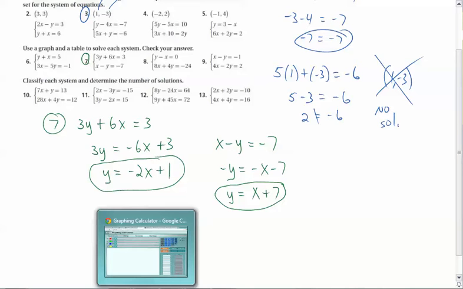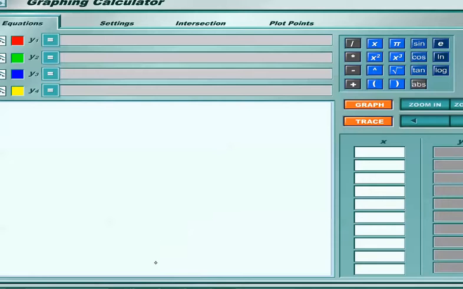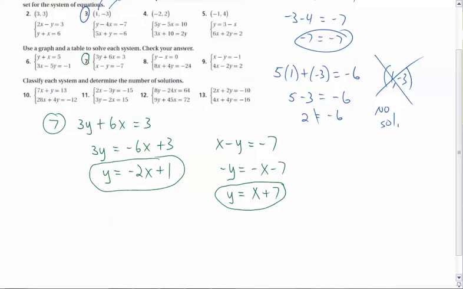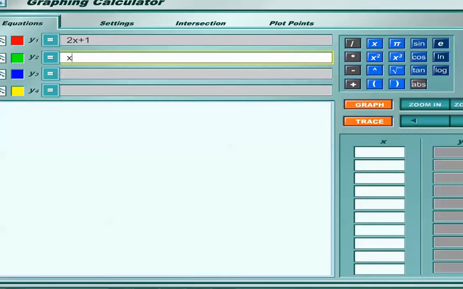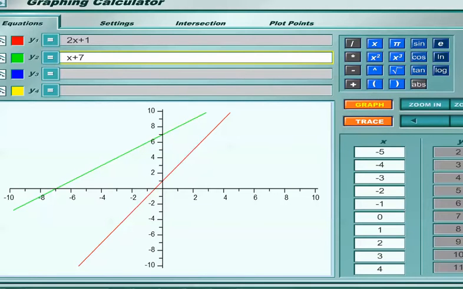The first equation is minus 2x plus 1, so I'm going to put that in here. The second equation is x plus 7, so I enter x plus 7, and then I want to graph those. Now you can see here that the window doesn't fit perfectly for me, so I need to change my window, and I can either zoom in or zoom out.